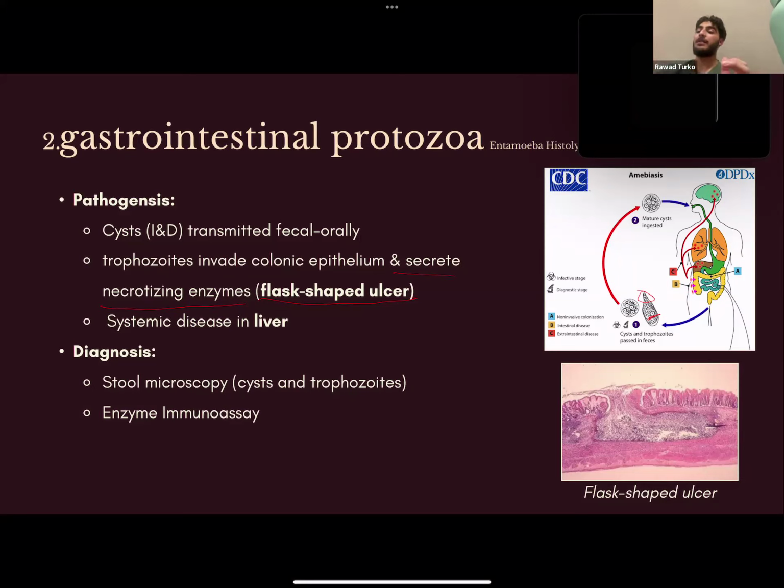Okay, and the systemic disease. When I mention systemic, it means non-GI. Systemic means all around the body. The systemic disease would be in the liver. Now, this is super important. Entamoeba histolytica loves the liver. It loves to migrate to the liver and infect the liver and all those types of things. So those are the main differences between Entamoeba and Giardia. Okay, and the diagnosis is similar, the cyst and the trophozoite and the enzyme immunoassay. You need to know what these cysts and these trophozoites look like.